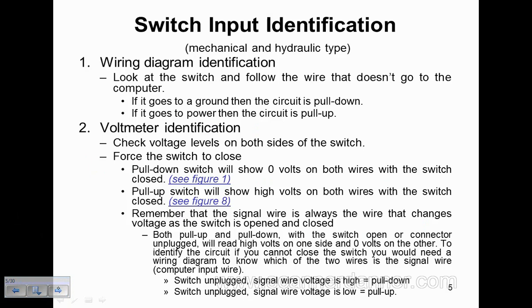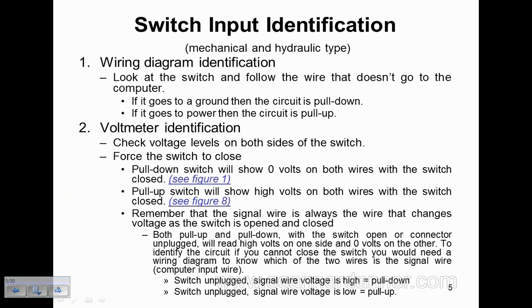So circuit identification, of course, is next. We need to identify the circuit. Once we identify the circuit, then we can troubleshoot it. So there's two ways to identify. Remember these two ways. Number one, we can use a wiring diagram. The wiring diagram, though, is limited in identification to the mechanical and hydraulic type.